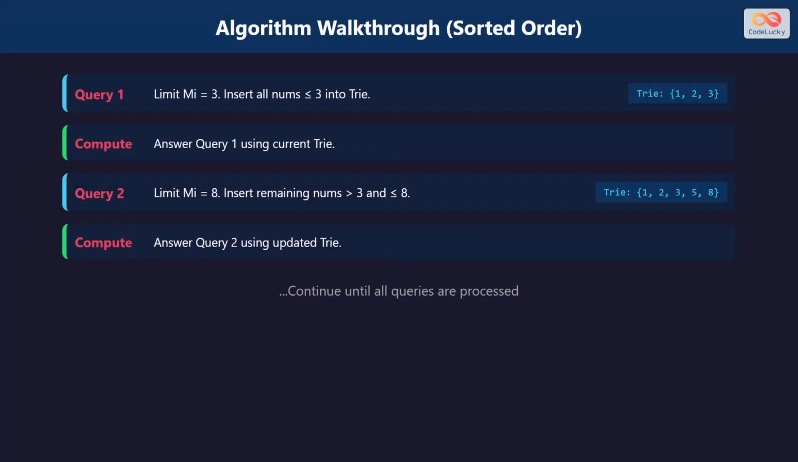The solution is to process the queries offline. This means we don't answer them in the order they were given. Instead, we sort the array of numbers in ascending order. We also sort all the queries based on their limit m. This allows us to process them in a smart sequence.